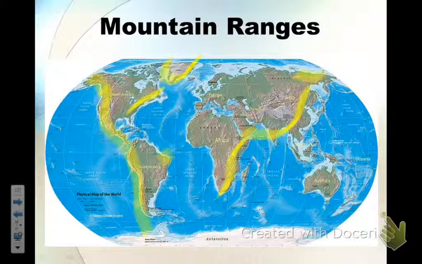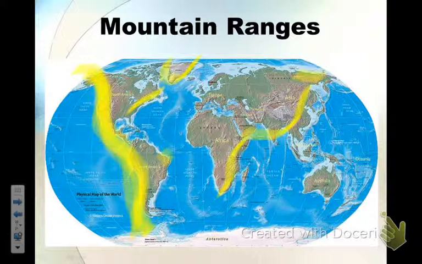So we have our major mountains, which are going to be along the east side right here of the Pacific Plate. Then on this side, we have a lot of our really big mountains, right? Notice on the west side of our Pacific Plate.